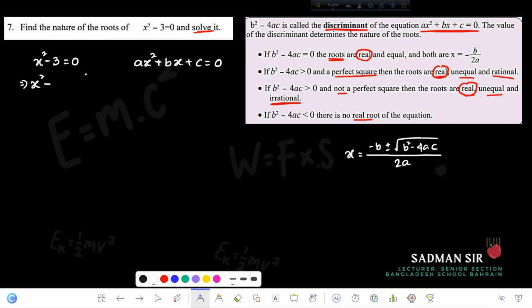X square minus, there should be a term of x, right? X to the power 1, but there is no term of x to the power 1, so we can write 0x, right? Then minus 3. We can write actually plus 0 or minus 0, it doesn't matter. So equal to 0. Now we can compare this equation with this one.